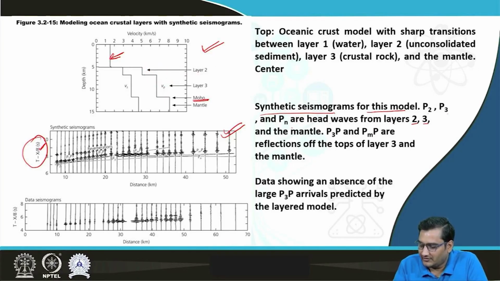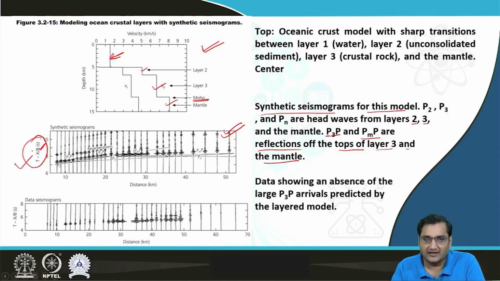So this is your layer number 2, this is layer number 3, and here you have the mantle. That is what it is saying. P2, P3 and Pn are the head waves from layer 2, layer 3 and the mantle. P3P and PMP are the reflections from the top of layer 3 and the mantle. So this is the synthetic seismogram plot.